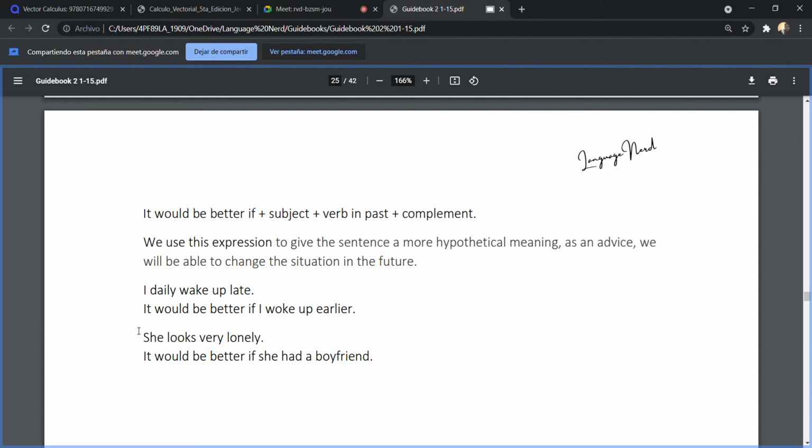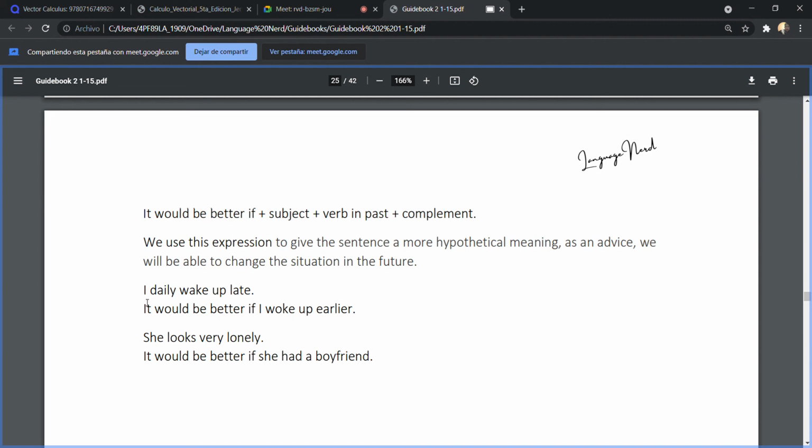Okay, so we have, we use this expression to give the sentence a more hypothetical meaning, as an advice, o sea, como un consejo hipotético se podría decir, ¿no? We will be able to change the situation in the future. Y pues esto es para que se pueda cambiar la situación en el futuro. ¿Ok? Esta situación hipotética para que pueda ser como cambiada o cumplida.